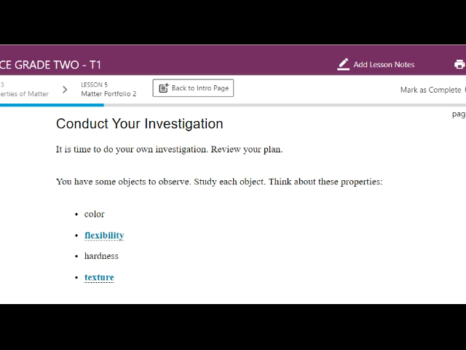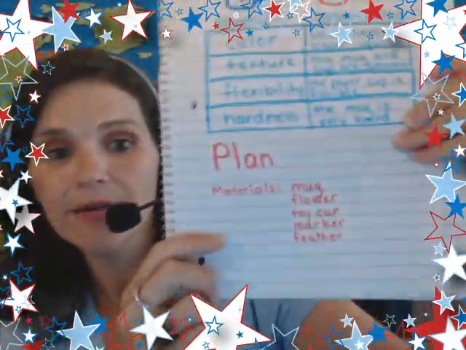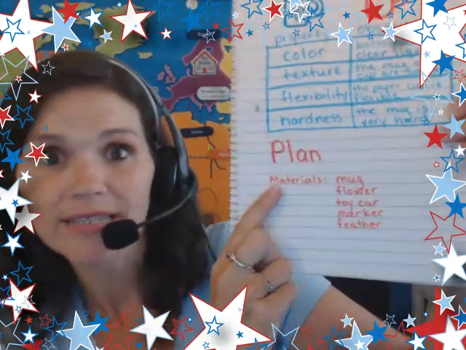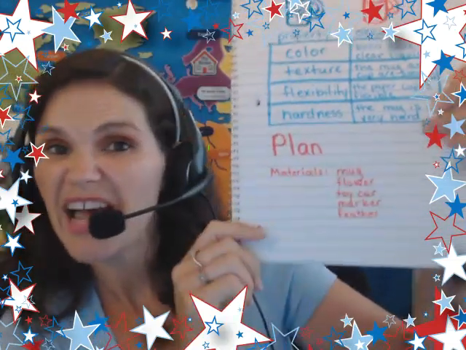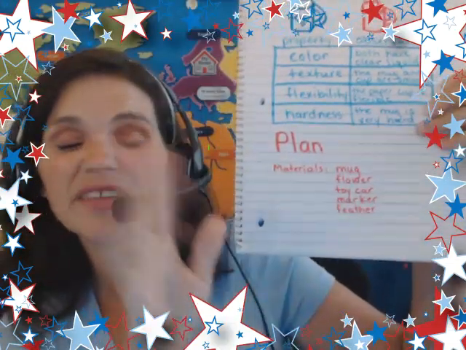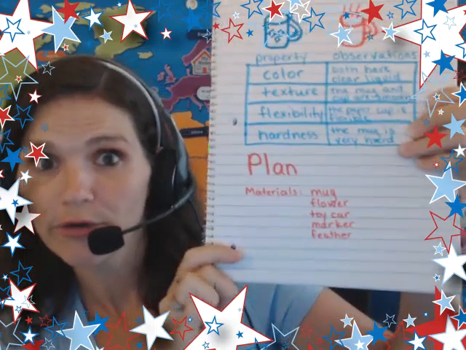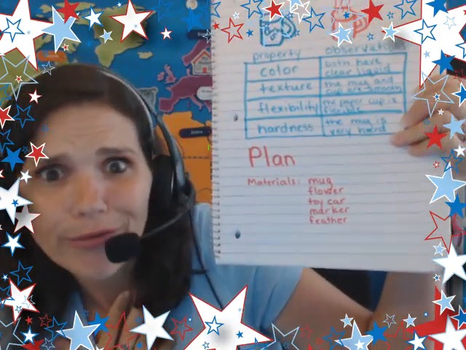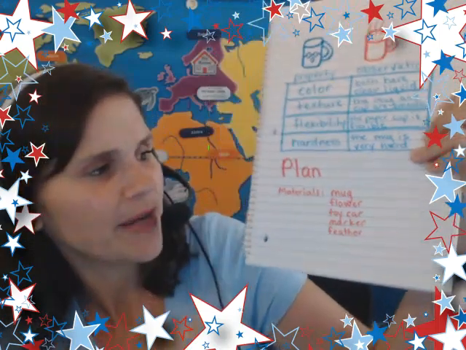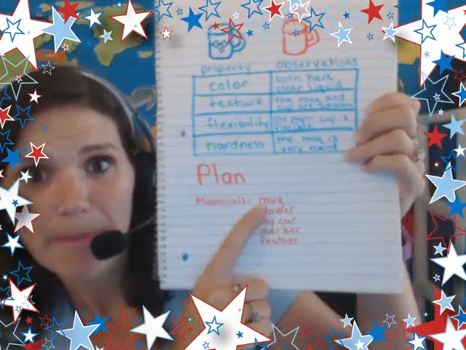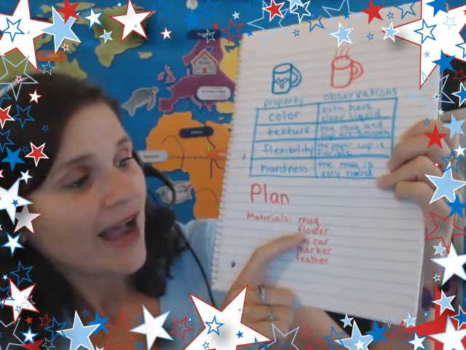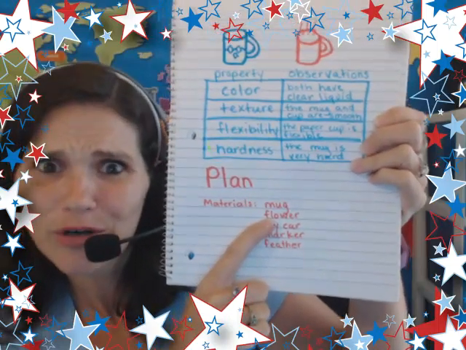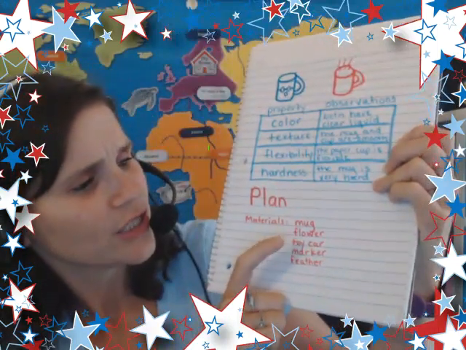Let's go ahead and look at my example in my science journal. The first thing I wrote down for my plan were the materials I was going to need. You do not have to have the same materials as me or the same materials that you watched in the earlier video example. For me, I tried to use things I was already using for my mini experiment. So I decided I was going to use a mug because I already had it out. I also used a flower because I had observed some properties of a flower earlier today too.